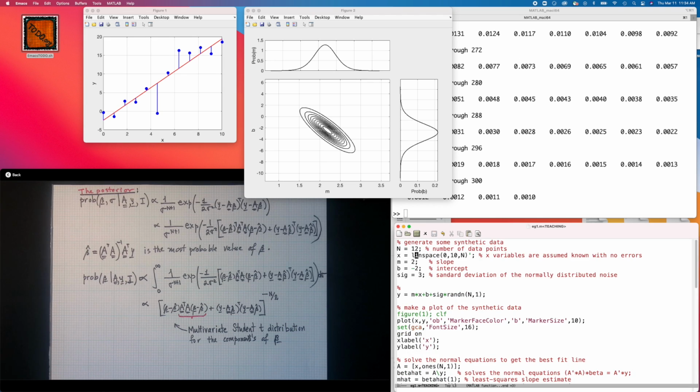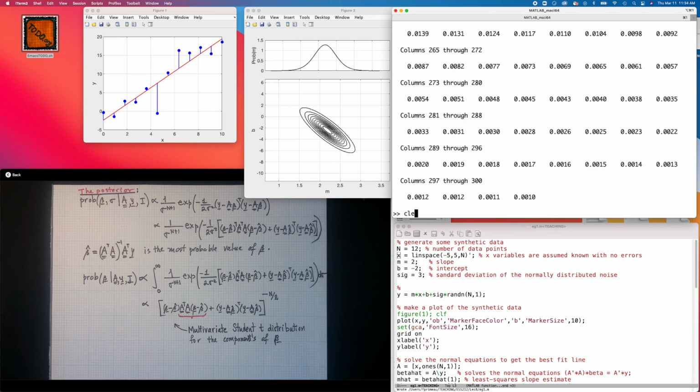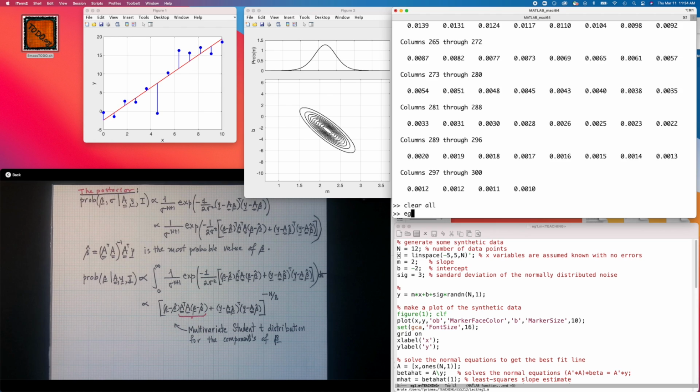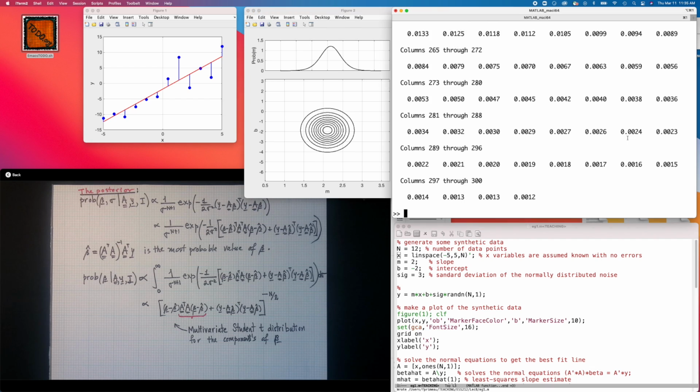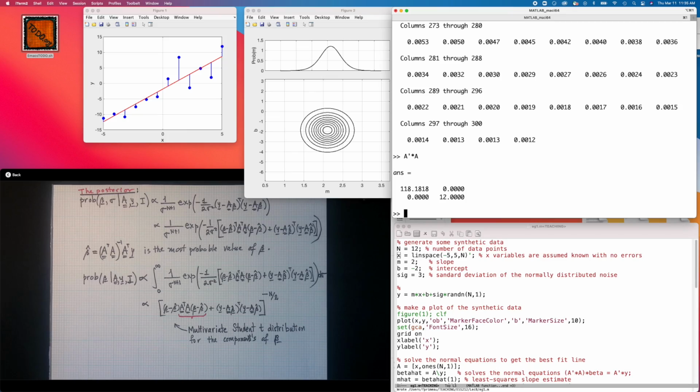So here my points go from 0 to 10, but if I change them from -5 to 5, just a shift in the definition of the axis for x, now we get a circular, uncorrelated posterior PDF for b and m. So the correlations between the parameters have nothing to do with the data. They have everything to do with the model, and in particular, it has to do with this matrix A prime star A. The design matrix decides whether or not we'll have any correlations between our parameters in the posterior PDF.